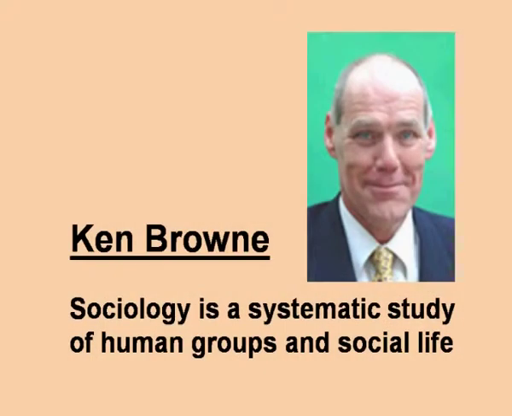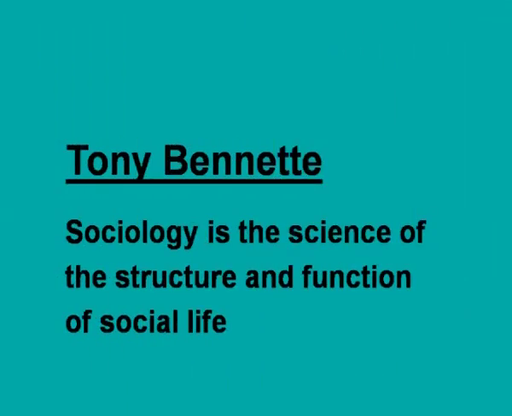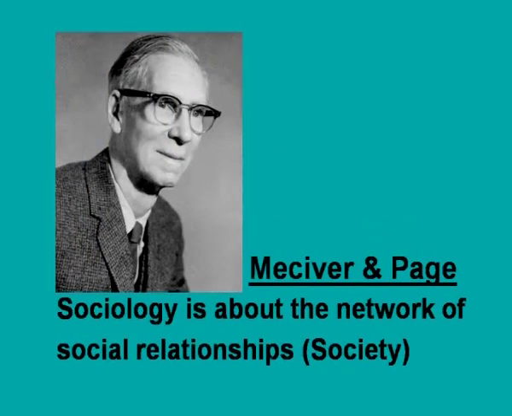Sociologists have tried to define sociology in different ways. There are many definitions for sociology to understand its specific subject matter. Some of the definitions are, according to Brown Ken, sociology is a systematic study of human groups and social life. Bennett and Tuoming explained sociology as the science of the structure and function of social life. For McKeever and Page, sociology is about social relationship, a network of social relationship which we call society.